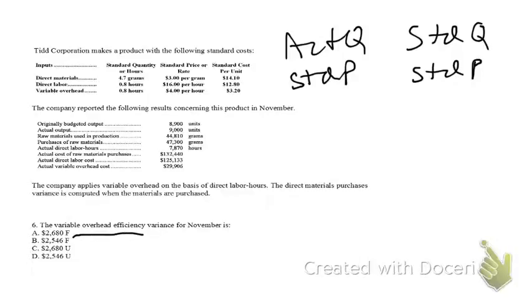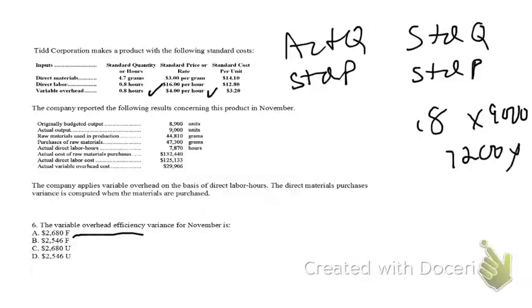Each unit takes 0.8 of an hour. My actual output was 9,000 units. And the rate is $4 per hour. So I'd have 0.8 times 9,000, that happens to be 7,200, times 4 is 28,800. So that's what I have there.